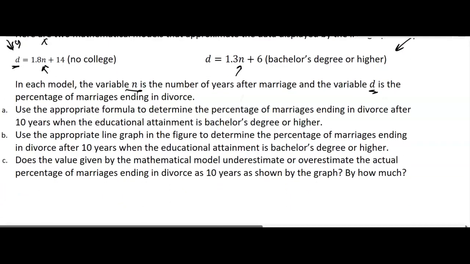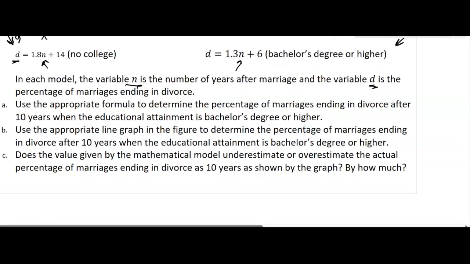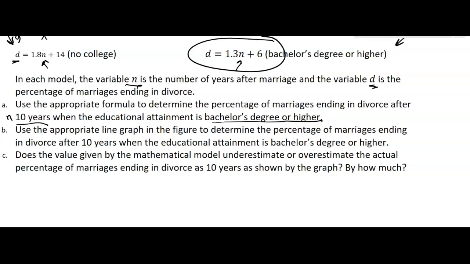Now, part A says, use the appropriate formula, because you have 2 of them, you have to decide which one, to determine the percentage of marriages ending in divorce after 10 years, so my n is going to be 10, when the educational attainment is bachelor's degree or higher. So that means I'm going to use this one. I always like to rewrite it: d equals 1.3n plus 6. Now I know what n is. We're doing 10 years of marriage. So what's the divorce rate after 10 years of marriage?